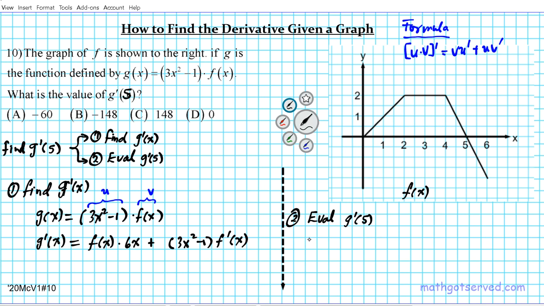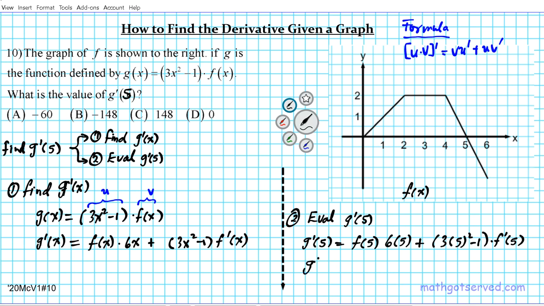Okay, so what does that mean? Well, it just means we input 5 everywhere we have x. So f of 5 times 6 times 5 plus 3 times 5 squared minus 1 times f prime of 5. There goes another slope of a tangent line again that we have to address.